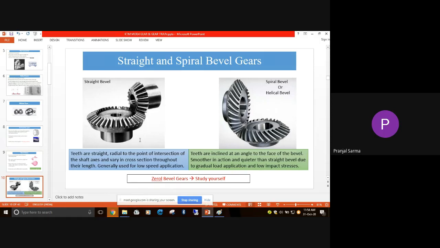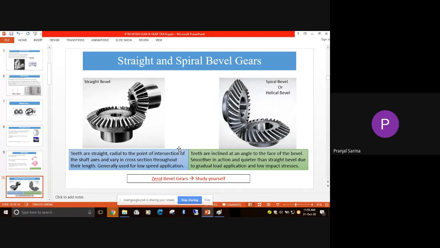Similarly, a bevel gear may be straight or spiral, depending on how the teeth are cut. If you see, the teeth are straight here, so it's a straight bevel gear. We can also have spiral bevel gear or helical bevel gear depending on the angles, how the teeth are cut. And there is another word known as zero bevel gear. I want all of you to just go through it. What is this?